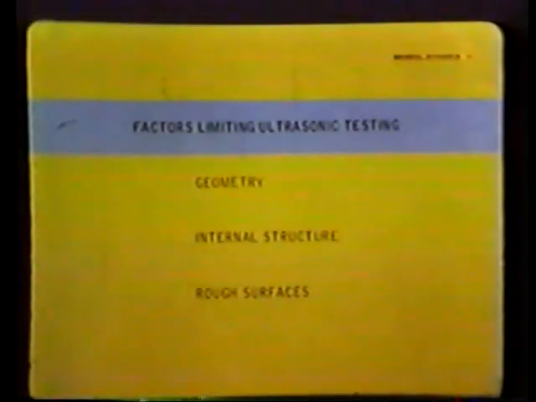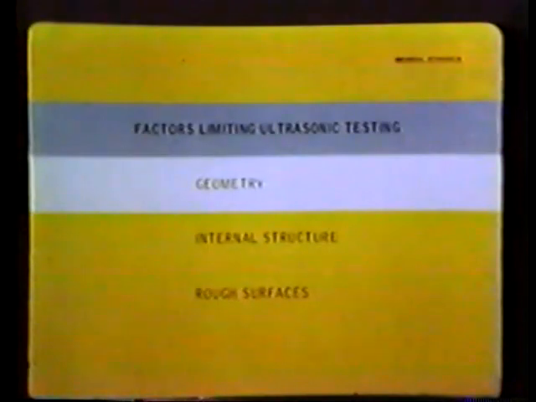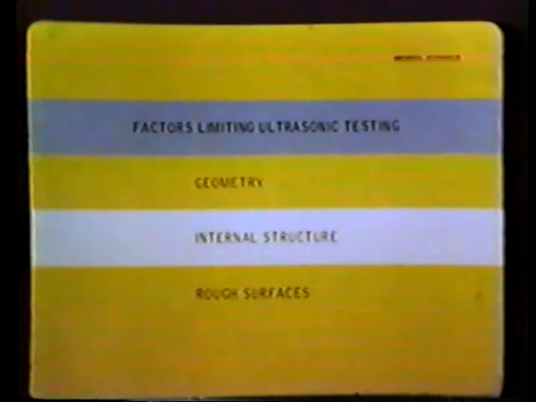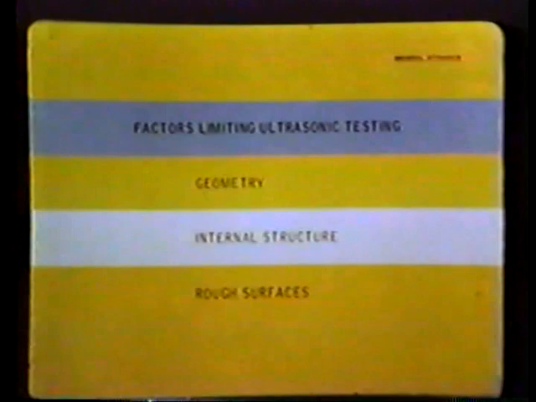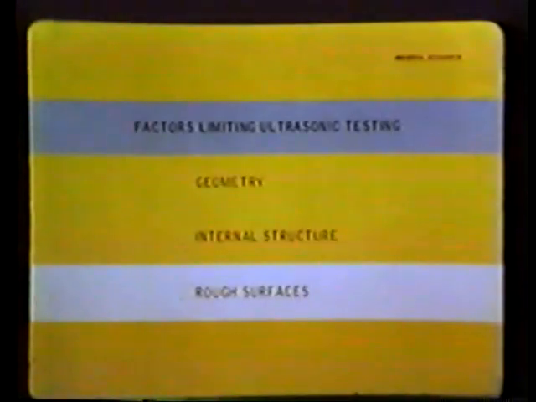These factors tend to limit the use of ultrasonic testing. Foremost is an unfavorable geometry: complex shapes, contour, the size of a test specimen. An undesirable internal structure, such as large grain size, excessive porosity, inclusion content. Excessively rough surfaces. Should any or a combination of these limitations make ultrasonic testing the undesirable choice for a given test, some other form of non-destructive testing should be selected.